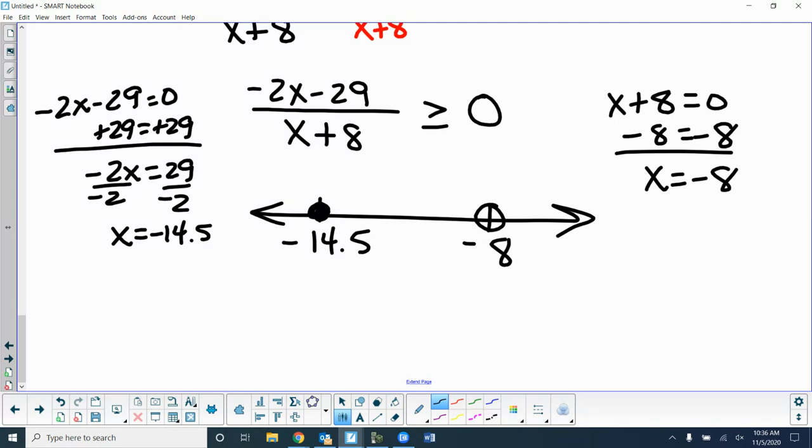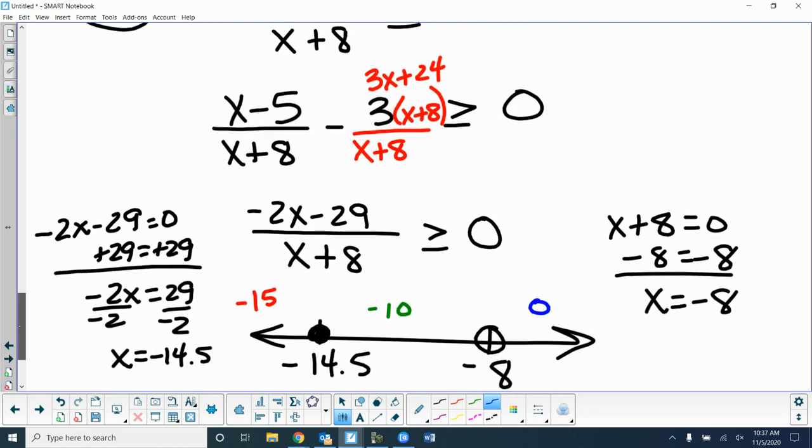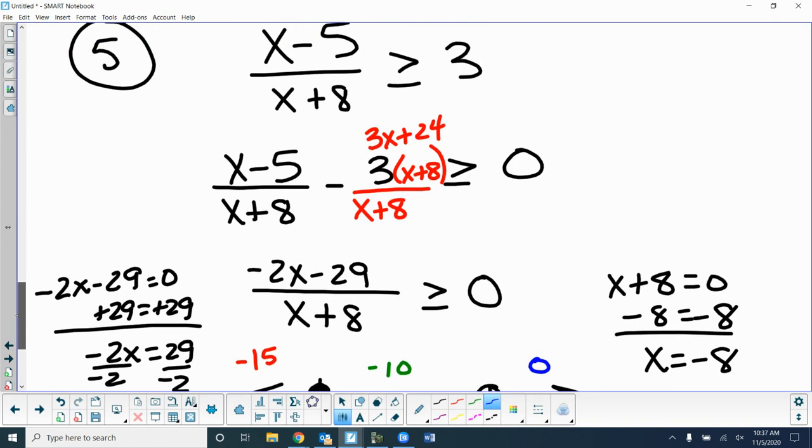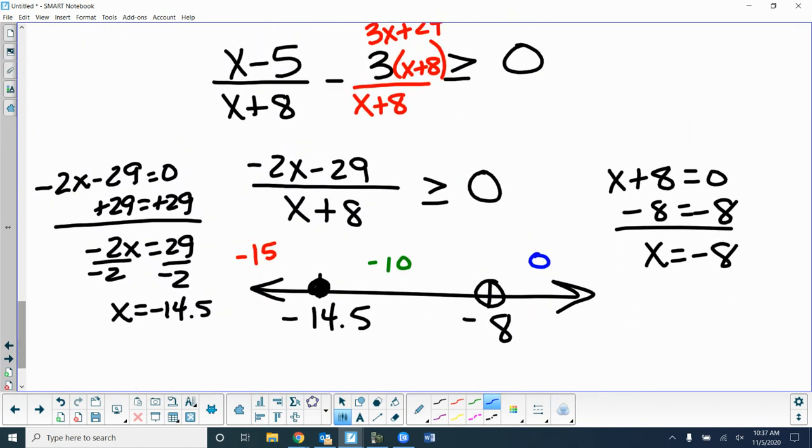And I'm going to pick negative 15 here. I'll just pick negative 10 here. And over here, I'll pick 0 again. Okay, so remember, I'm going into the original problem for that. x minus 5 and x plus 8. So 0 minus 5 is negative 5. And 0 plus 8 is 8. Is negative 5/8 greater than 3? No, right?